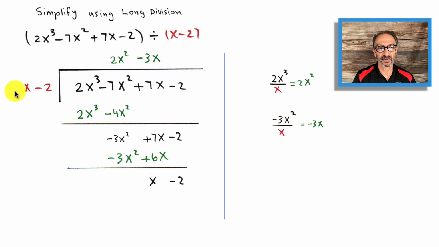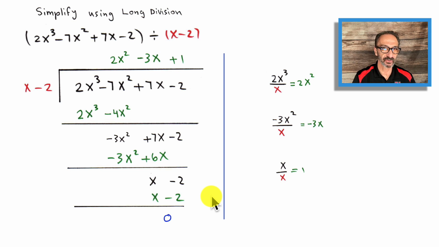We take the leading term x into the leading term x right here, and that's just 1. Put the 1 up here, and we multiply 1 times x, multiply 1 times negative 2, and we get the same amount. So if we subtract them or we change the signs and add, we get 0. So that's a remainder of 0. So what's the answer, or the quotient? The answer is, we read it from the top right here: 2x squared minus 3x plus 1, and that goes right here.